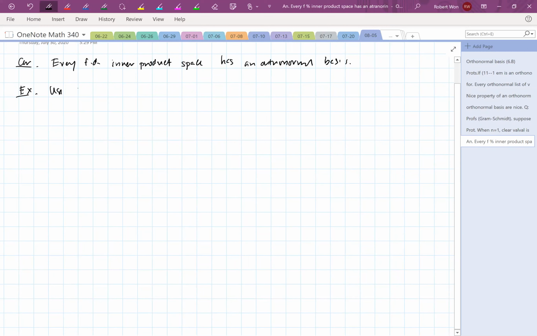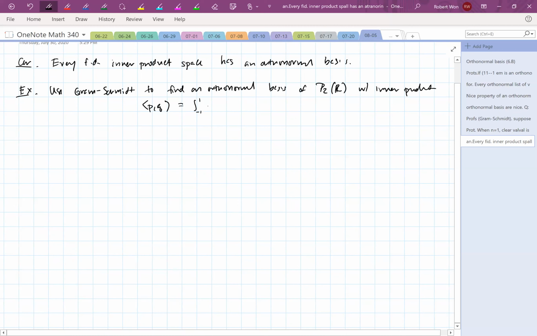So use Gram-Schmidt to find an orthonormal basis of P2(R) with the inner product that we talked about before, where the inner product of p and q is the definite integral from -1 to 1 of p(x) times q(x) dx. Okay, so this inner product space must have an orthonormal basis, which we should be able to find by using Gram-Schmidt.